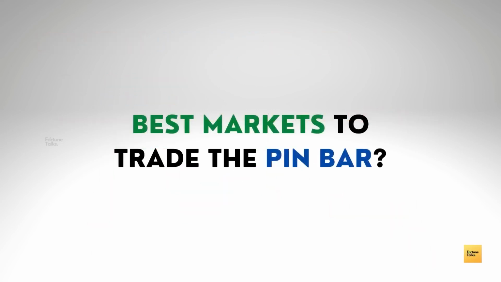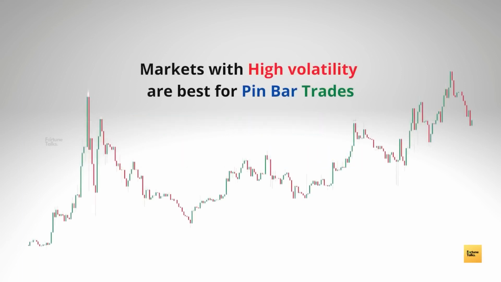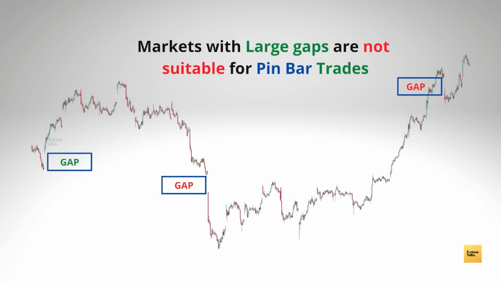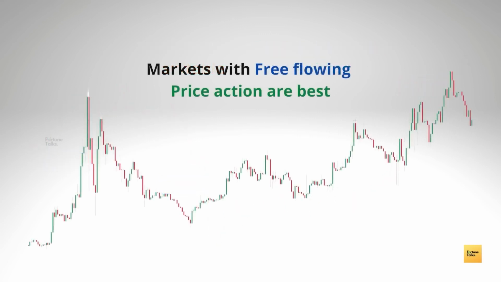Moving on, let us find out which are the best markets to trade the pin bar. Now, the best markets to trade the pin bar strategy are markets where the price has a solid amount of volatility, or the markets with a high volatility. The more the price movement and volatility, the more opportunities you will have to trade the pin bar, and also the bigger potential for large winning trades. But markets such as individual stocks that can often have large gaps, like gap ups or gap downs, are not ideal for pin bar trading. Instead, the markets which are fast and free flowing with smooth price action are actually good for pin bar trading. So markets like Forex, crypto, etc. are the best candidates for this particular strategy.